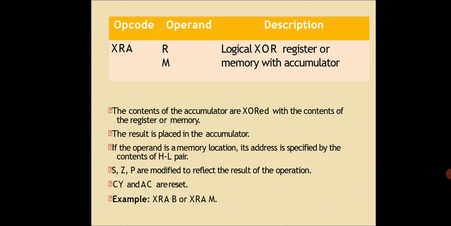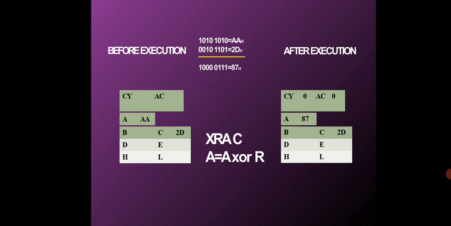So it is XORed with the contents of the register or memory. For example, XRA B or XRA M. In this example, you can see that the value of A is AA, and the value of C is 2D. So after XORing the operand contents with the accumulator, the value will change into 87. So before execution, it is AA and 2D, and after execution, the value of A is 87, and the value of C is 2D.